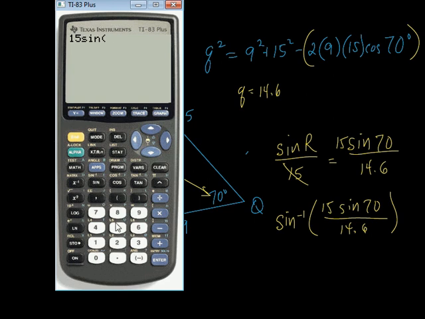So watch. 15 sine of 70, all right, divided by 14.6. What's that? It's 70. Oh, you're picky, aren't you? I'm going to get it wrong. I know. Just kidding.